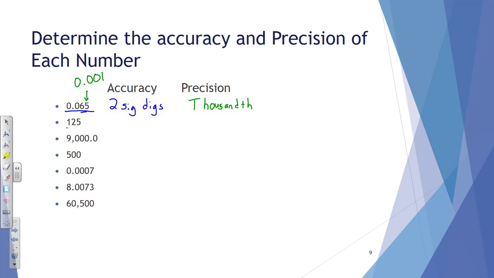125. All 3 of those are significant. Our accuracy is 3 sigdigs. Precision, where was this number rounded to? It was rounded to the nearest whole unit.